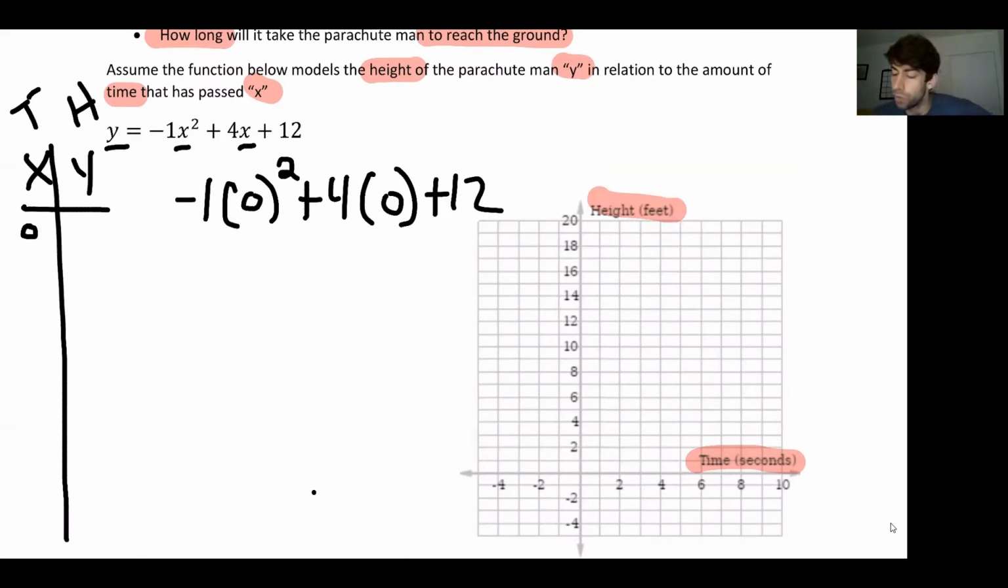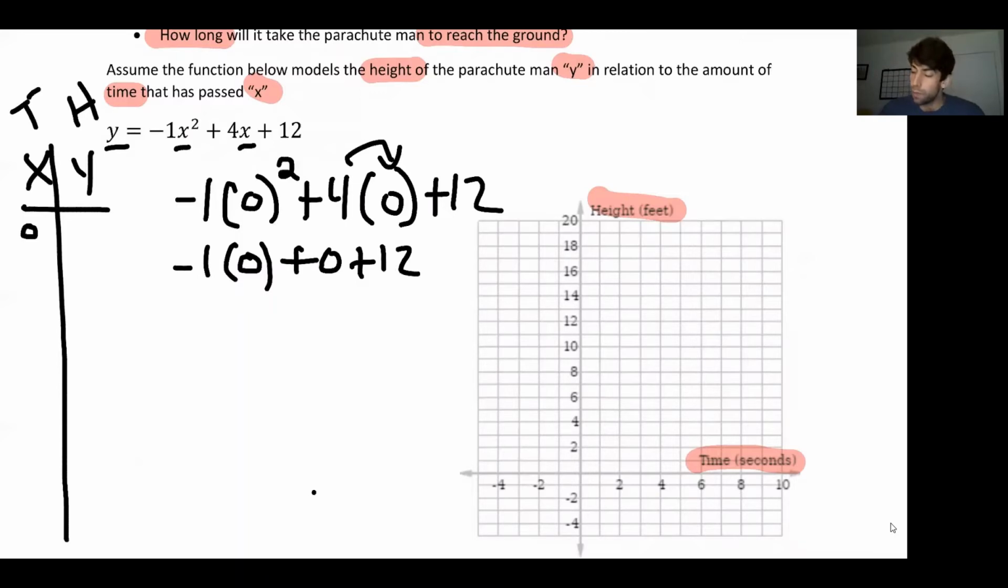So 0 squared is 0 times 0. That's the first thing we're going to do. And 0 squared is 0. So that just becomes 0. We can multiply it by -1 here in a second. Okay, 4 times 0, because that is parentheses, so we need to distribute that 4. 4 times 0 is 0. So plus 0 plus 12.